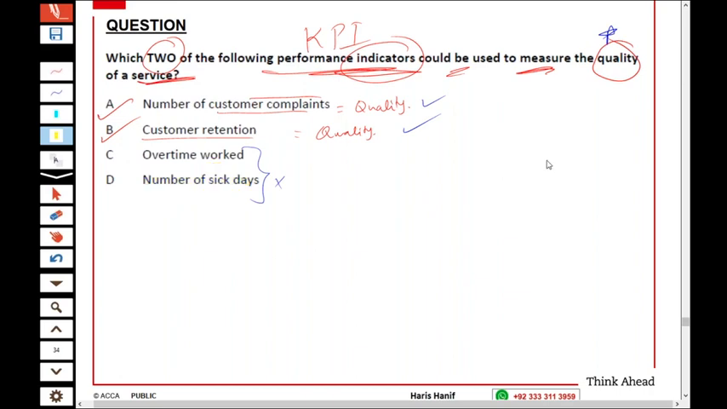Okay. See, this question was about the quality aspect, and this is a number of sick days. A number of sick days means staff absent due to health problems. So it is nothing to do with the quality. If the staff is not feeling well, they can simply take off and come back when they have recovered from the disease. So that's nothing to do with the quality. The quality refers to the customer perspective. That is why, okay?